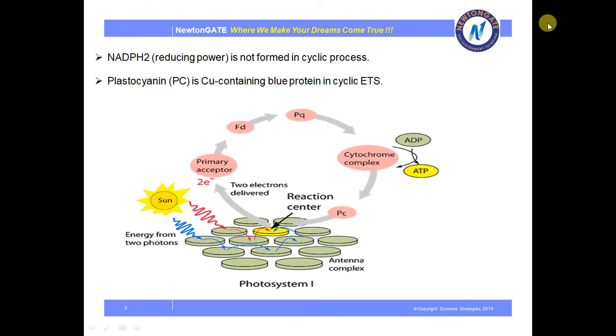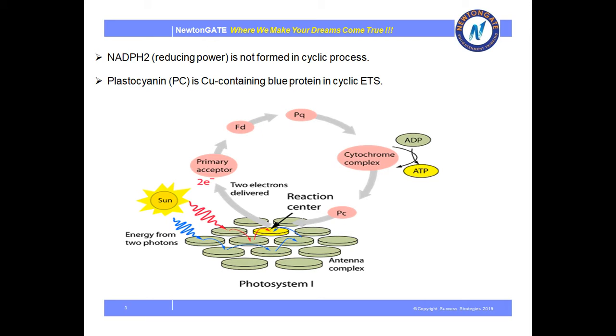When the molecules in PS1 are excited, electrons are released. Photons are falling in this antenna complex. Electrons are getting excited and released. The electrons are captured by ferredoxin. There is a substrate named ferredoxin reducing substrate. Electrons are captured by this ferredoxin with the help of ferredoxin reducing substrate.